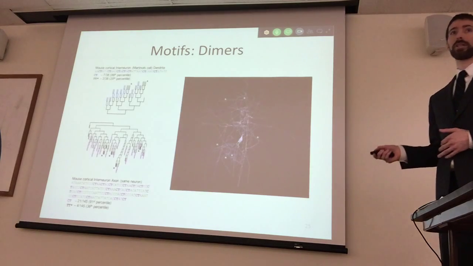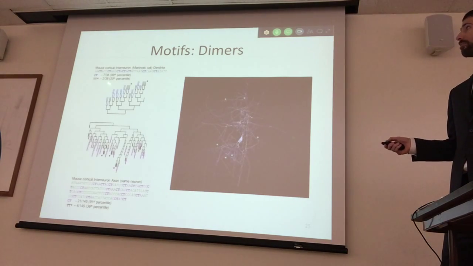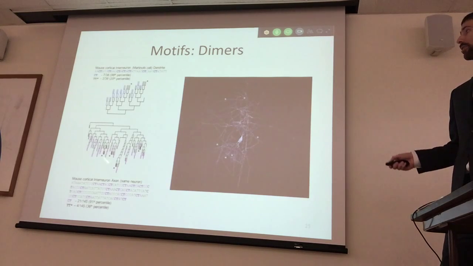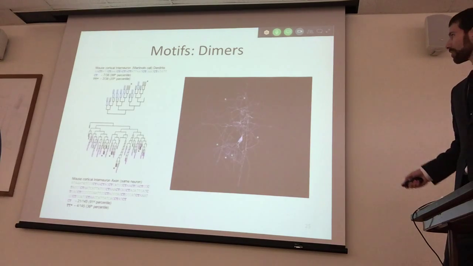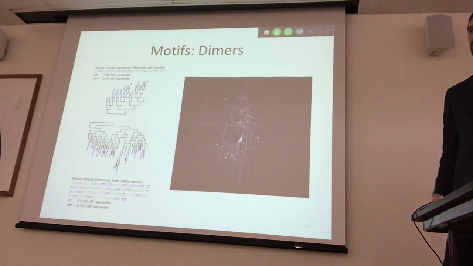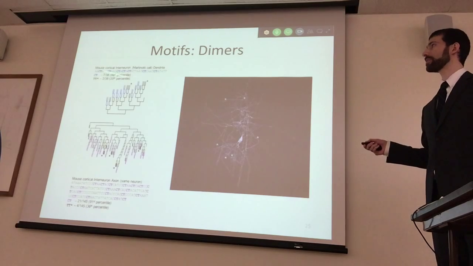And so here's an example of an axon and dendrite from the mouse cortical interneuron, and you can see those CTs, where they are, what they look like, and how frequently they occur compared to those TT dimers. And this is another representation that's a little bit difficult to see, but the darker regions, again, are those CT motifs.